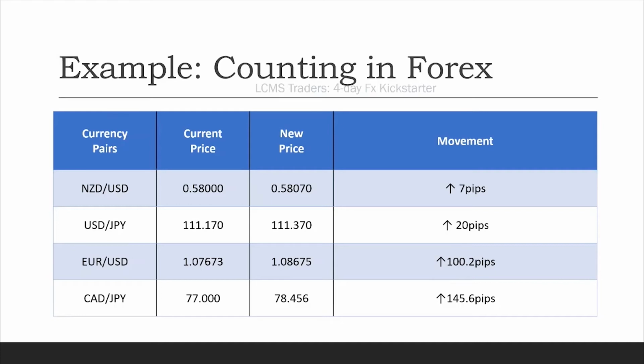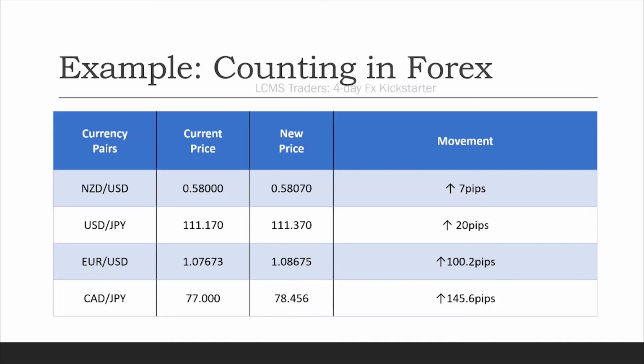The Euro US, the third example, Euro US at 107.673 to 108.675, it's gone up by 100.2 pips, right? So remember the micro pip, it has gone up by 100.2 pips. CAD yen at 77.00 to 78.456 has gone up by 145.6 pips. Okay, so I hope you gather how to count pips.